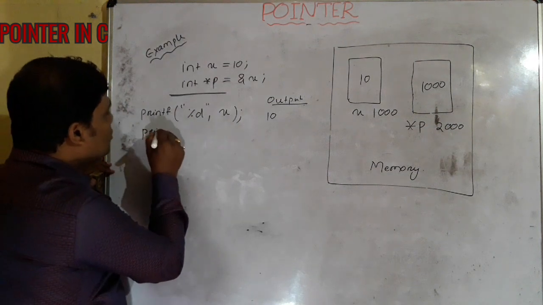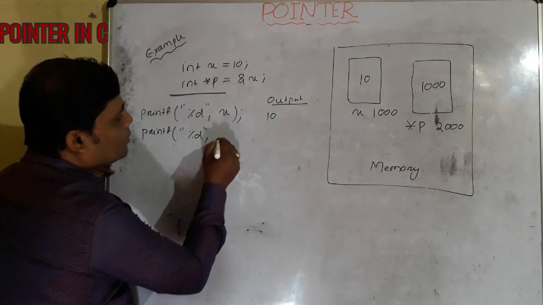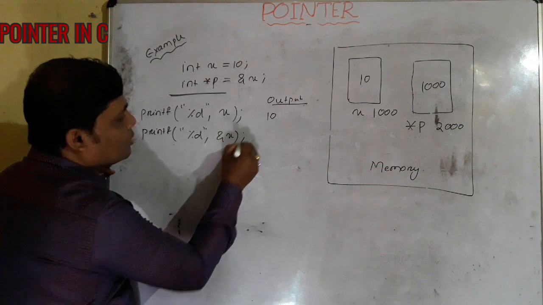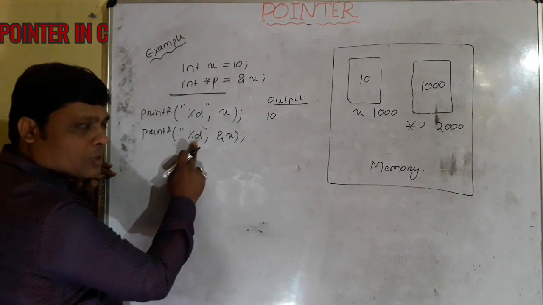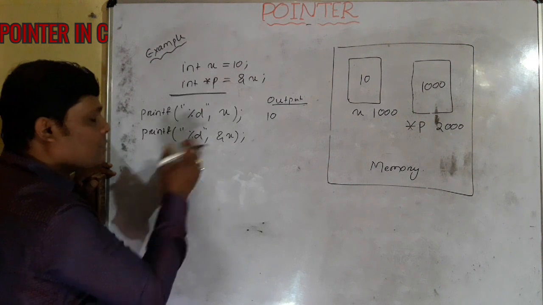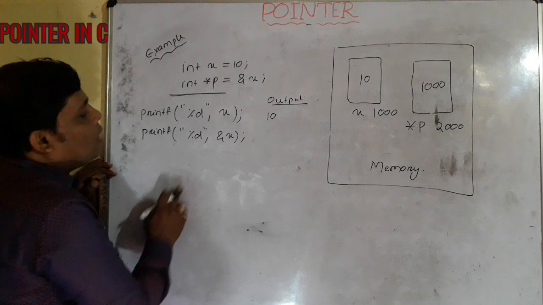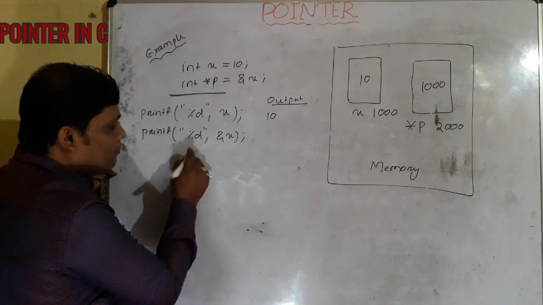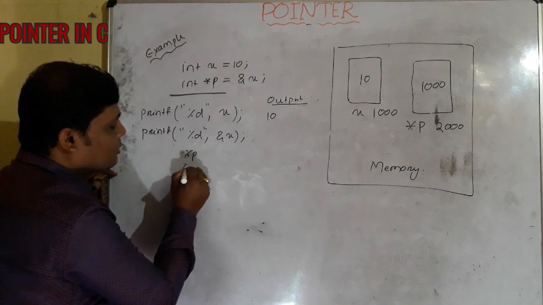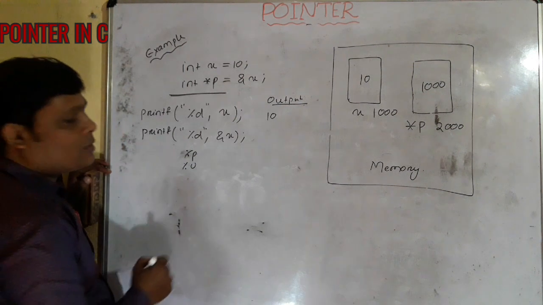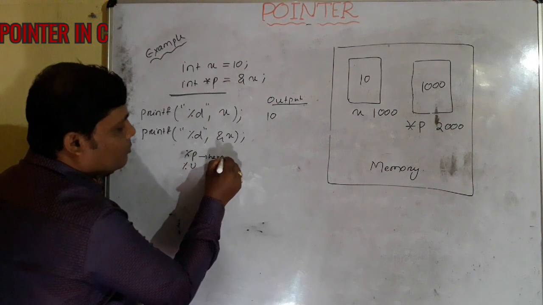Next, suppose printf("%d", &x). To display the address, here I have used %d. It will display in decimal format. You may use %u, or you may use %p also to display in hexadecimal format. %u or %what? %p, hexadecimal format. I have already told.